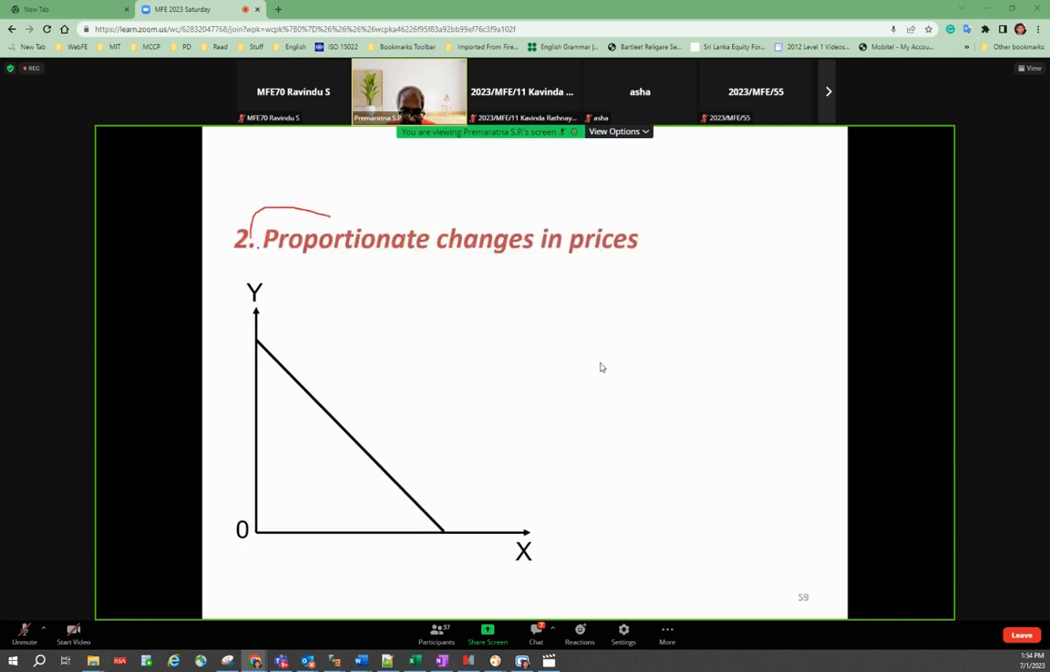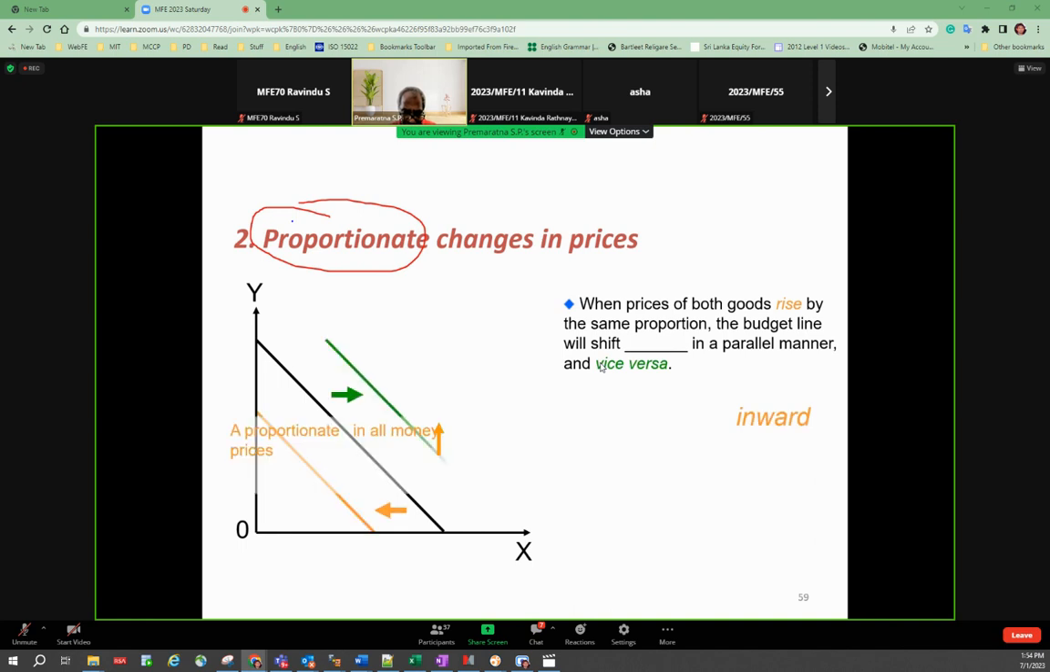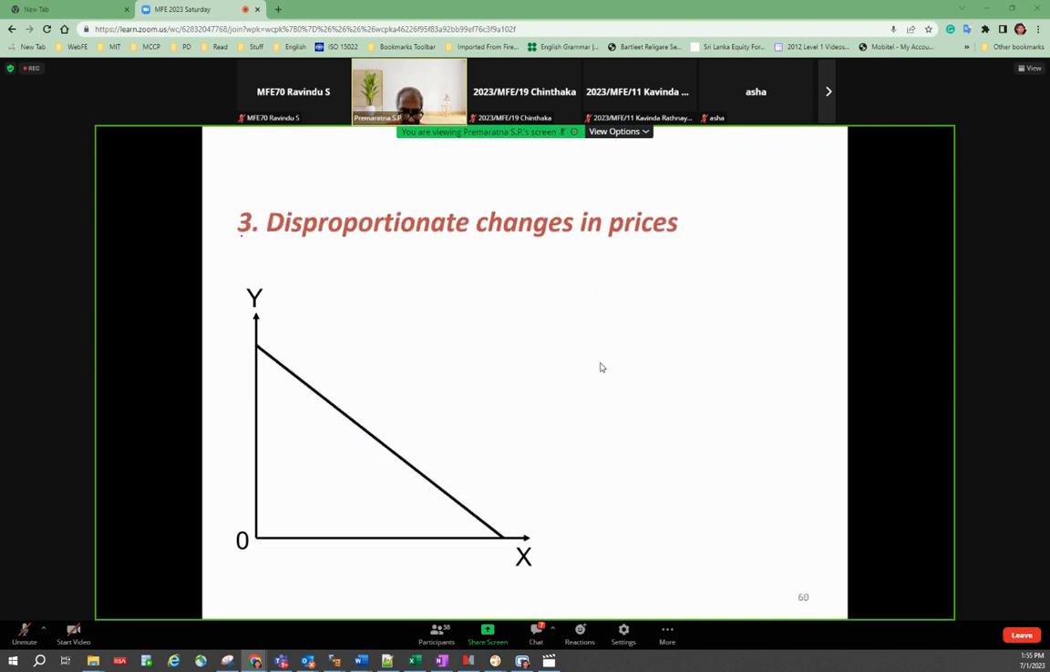With a non-proportionate change in the price, when one good's price changes, the budget line rotates. If the same proportion change happens in the price, for example Px and Py increase or decrease together in one direction, again the budget line shifts outward or inward when income is constant. Disproportionately, the budget line rotates like that.